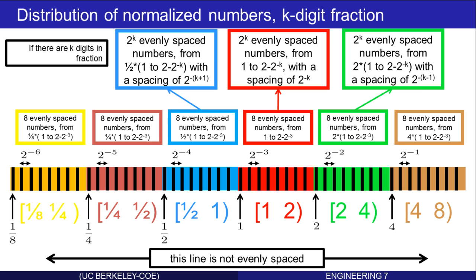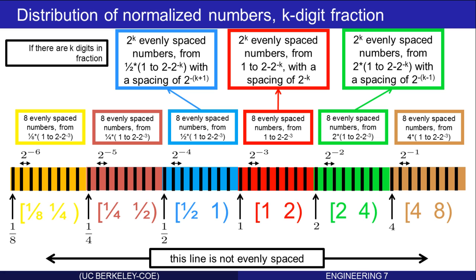This line is not evenly spaced. In each of the colored intervals, I've drawn the spacing equal, but remember that the colored intervals are of different lengths. As you move to the right, the length of the colored intervals doubles. As you move to the left, the length of the colored intervals halves. So this line is not evenly spaced.